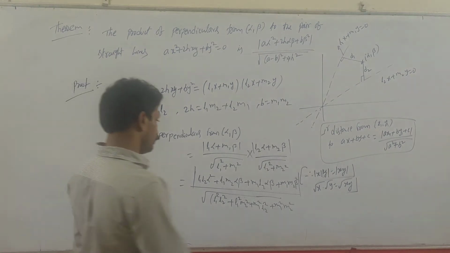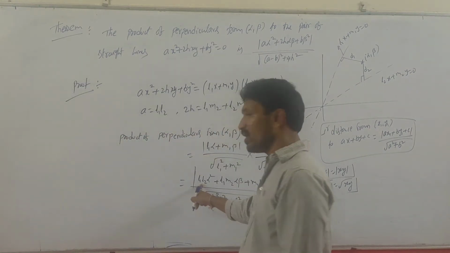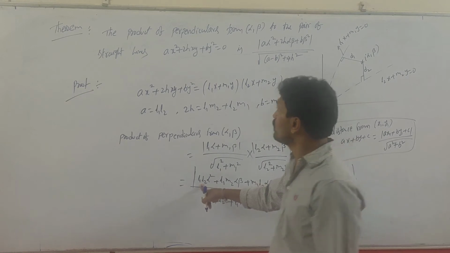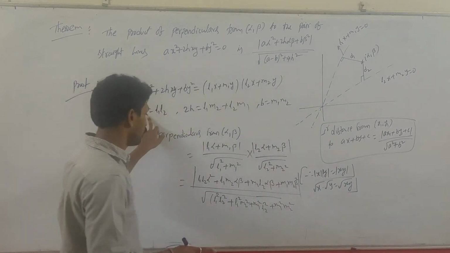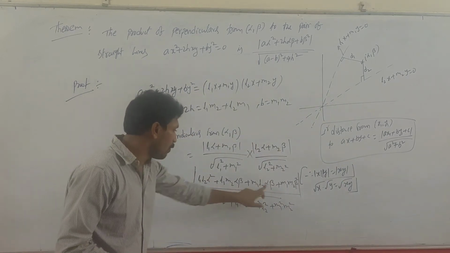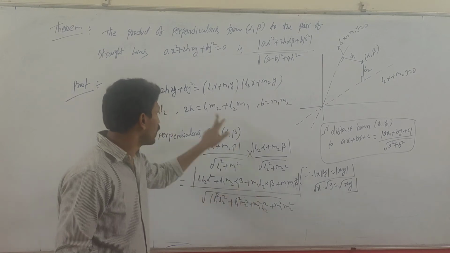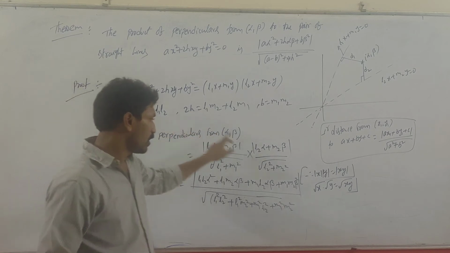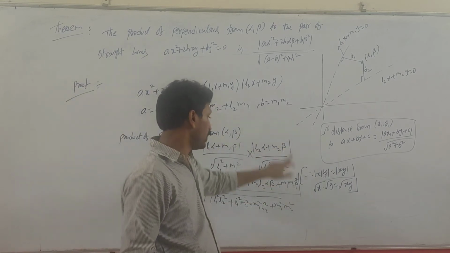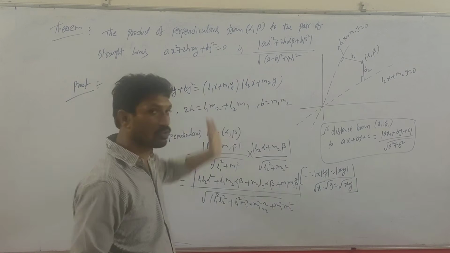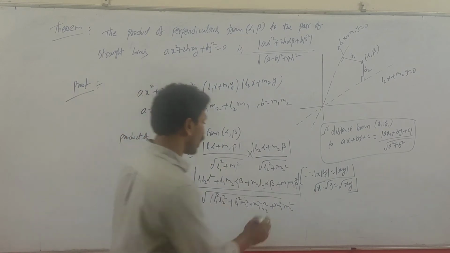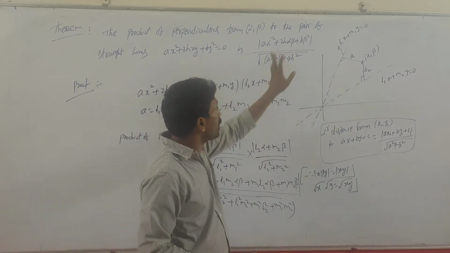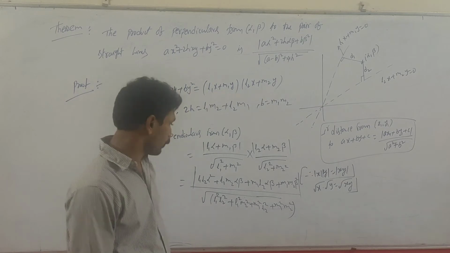See here, this is L1 L2 alpha square. L1 L2 means what here? A. If you take alpha beta common, L1 M2 plus M1 L2, L1 M2 plus M1 L2 is nothing but 2H. M1 M2 is here B, so B beta square. Numerator is proved. Now this one you have to write as A minus B whole square plus 4H square.